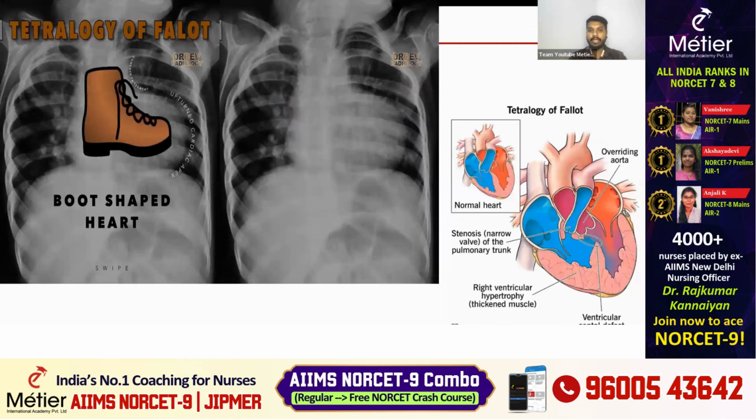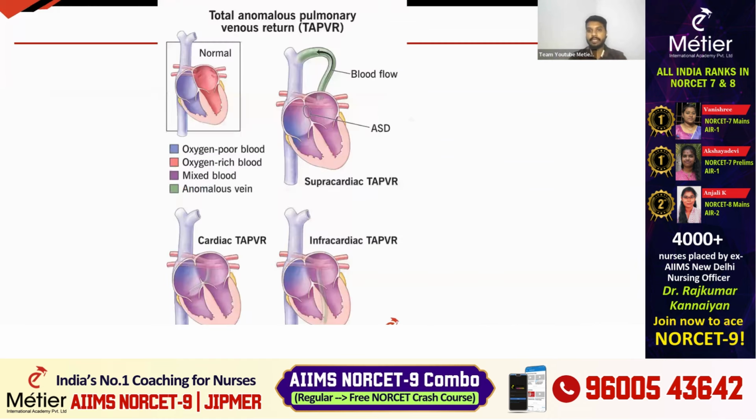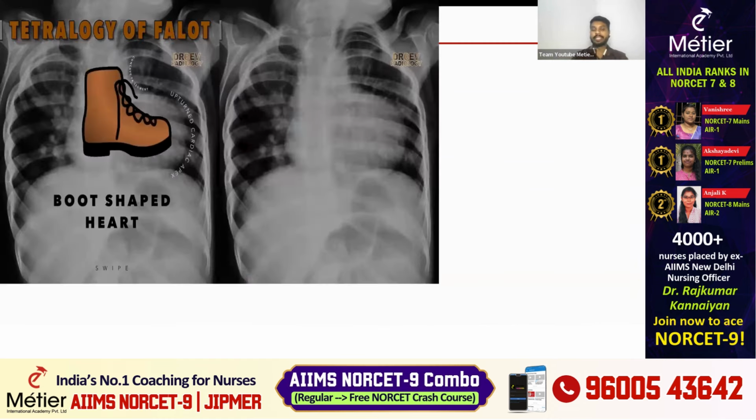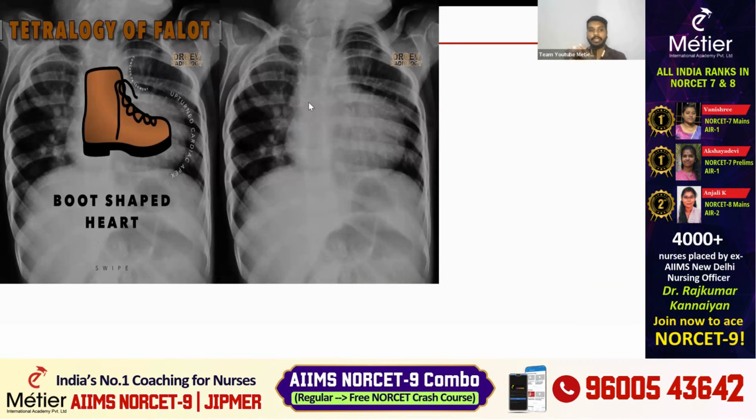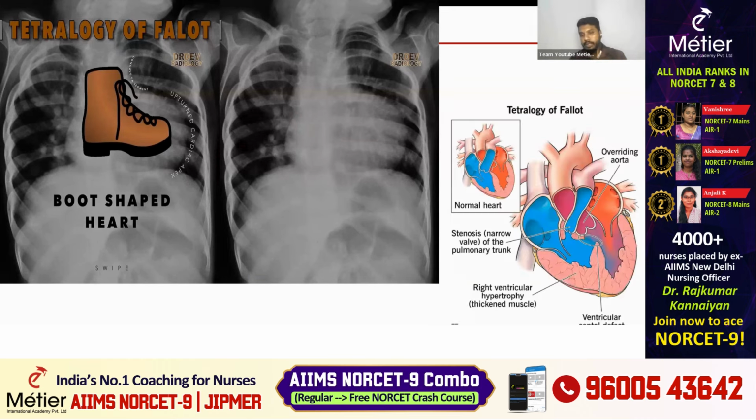Tetralogy of Fallot is in the options we have given. If it is tetralogy of Fallot in the X-ray, we can see the boot-shaped heart. Can you see it? It is a boot-shaped heart. What is tetralogy of Fallot? These four conditions together: pulmonary stenosis, right ventricular hypertrophy, ventricular septal defect, and overriding of aorta. These four conditions together, we call it tetralogy of Fallot.